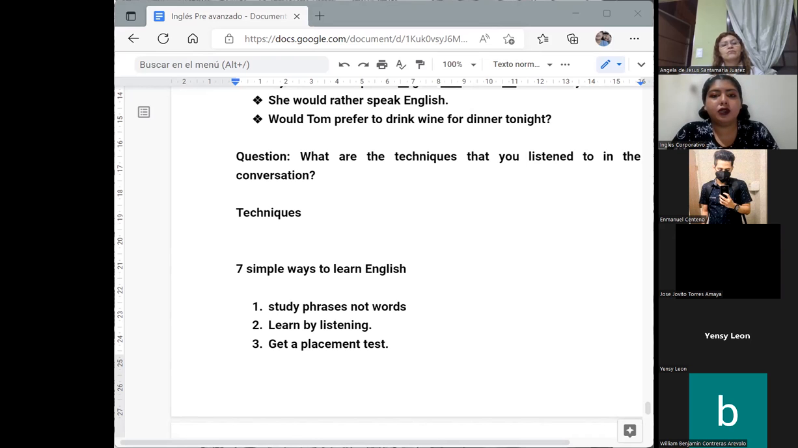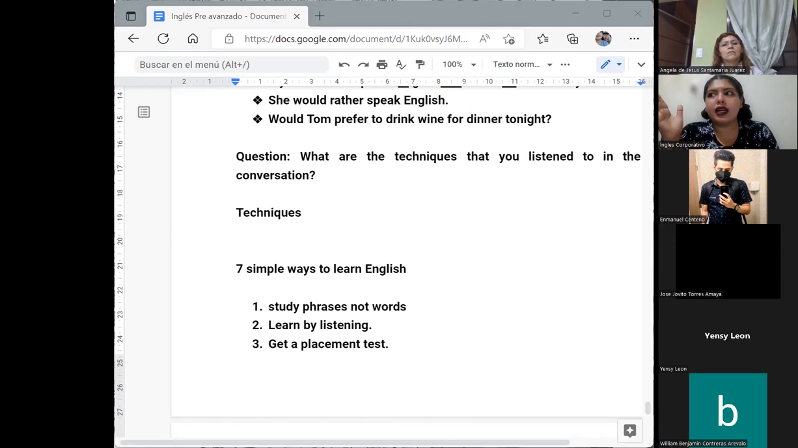Watch movies in English with subtitles in order to know the meaning and also the pronunciation. This is something that many people recommend when you are in this process of learning English, that at the beginning, you need to watch movies with English audio and Spanish subtitles.